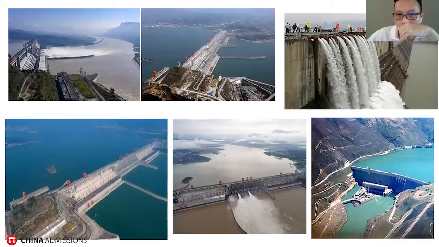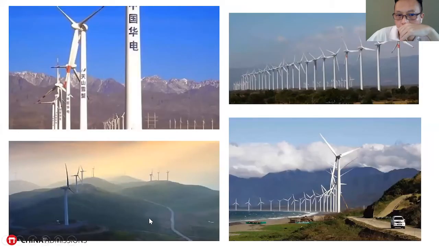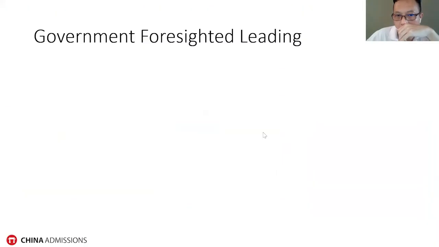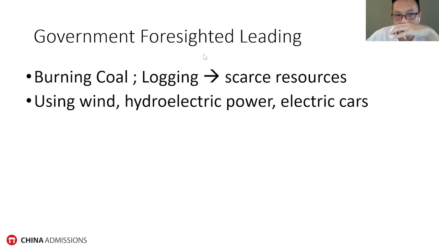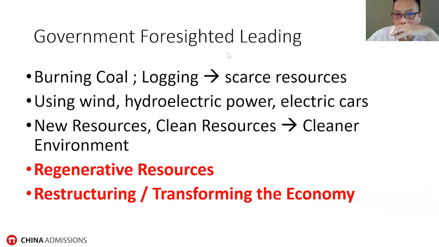So what do these pictures show? What do these pictures show? Okay, what I'm trying to demonstrate here is not only changing the kind of resources you use, shifting to greener sources, good, and that is one part of what I'm trying to show. It is a part of this overall picture of transforming an economy. Okay, what is transforming an economy? Restructuring and transforming an economy.